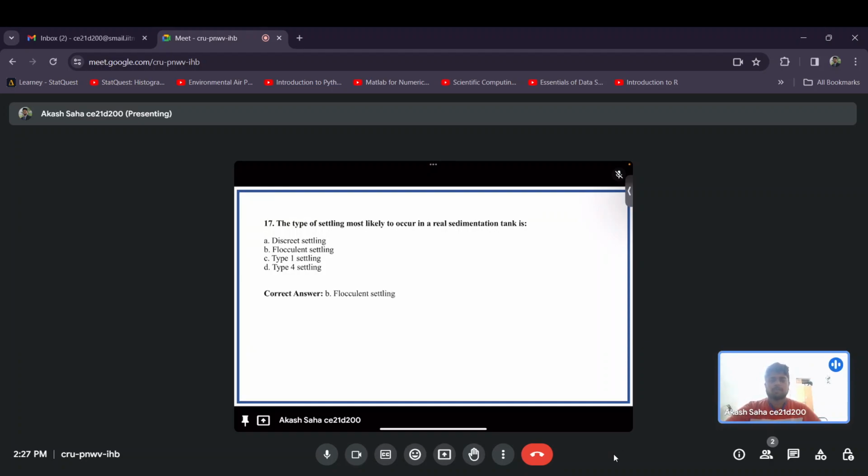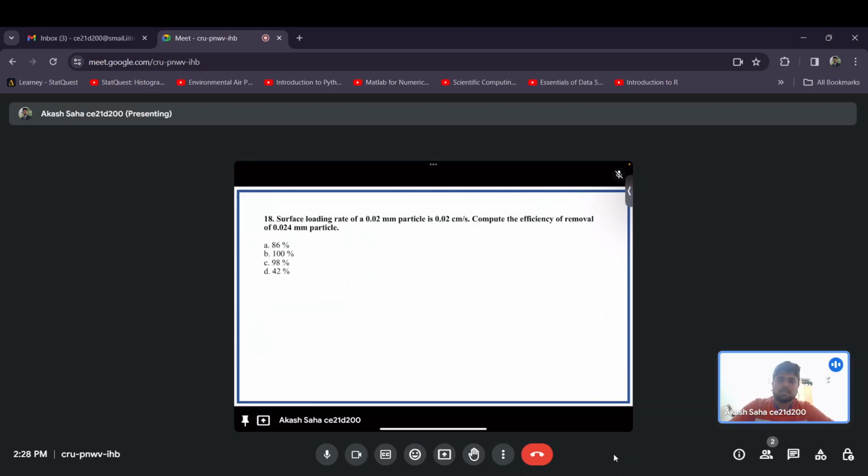All the particles will come together and exhibit a natural tendency to agglomerate. So hence it will be a flocculent type of settling. It will not be discrete or anything. It will be flocculent settling, or I can say type 2 settling. The other options here are type 1 and type 2, so it's type 2 settling, flocculent settling. Okay, so now we'll move on to the next problem.